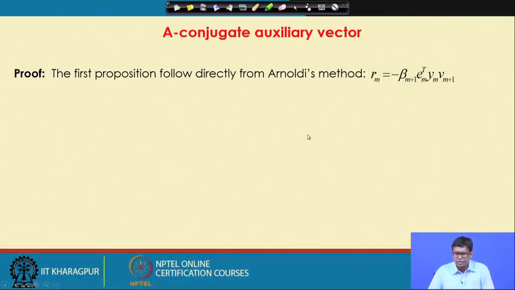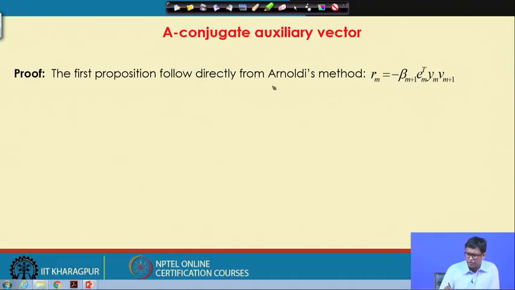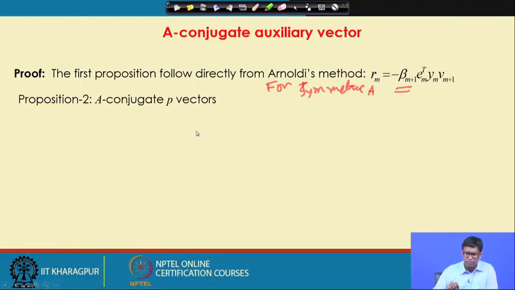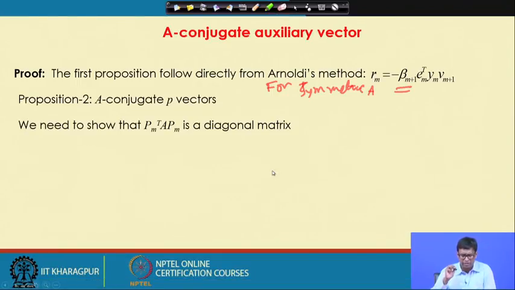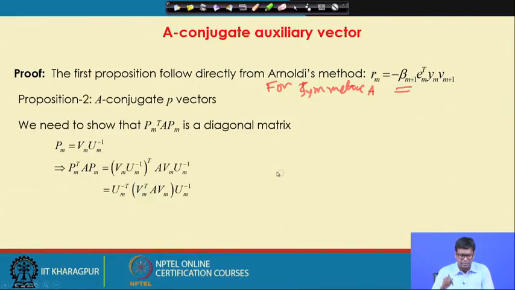The first proposition follows directly from Arnoldi's method, which we have seen earlier, and Arnoldi's method, I think we should write for symmetric A, where we can write beta, right. And for proposition 2, the A-conjugate vectors, we need to show that Pm transpose A Pm is a diagonal matrix.